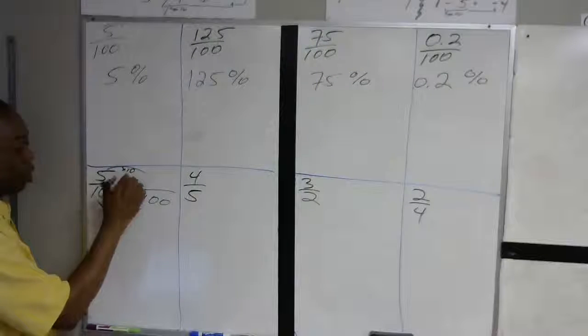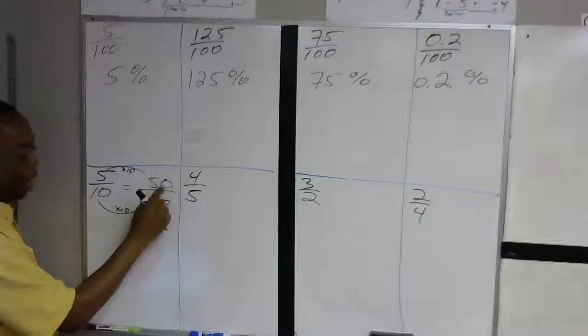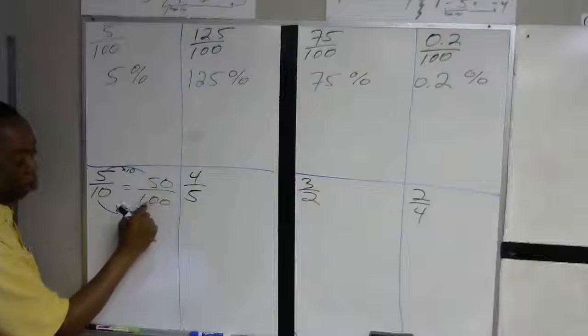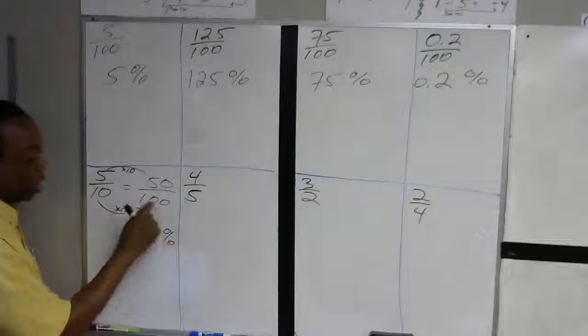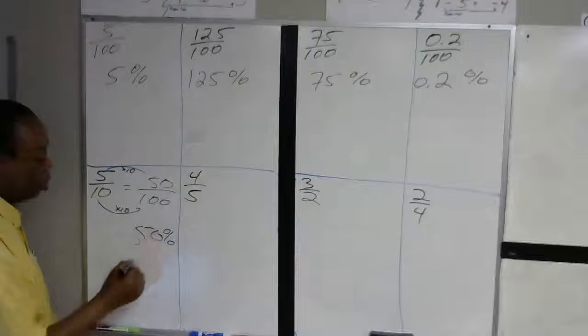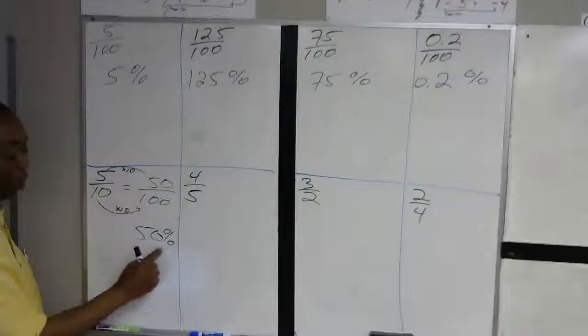and we get 5 times 10, which is 50. And now we've turned this into a fraction that has a denominator of 100. So the 100 becomes the percent sign, and the 50 goes on top. So 5 over 10 is 50%.